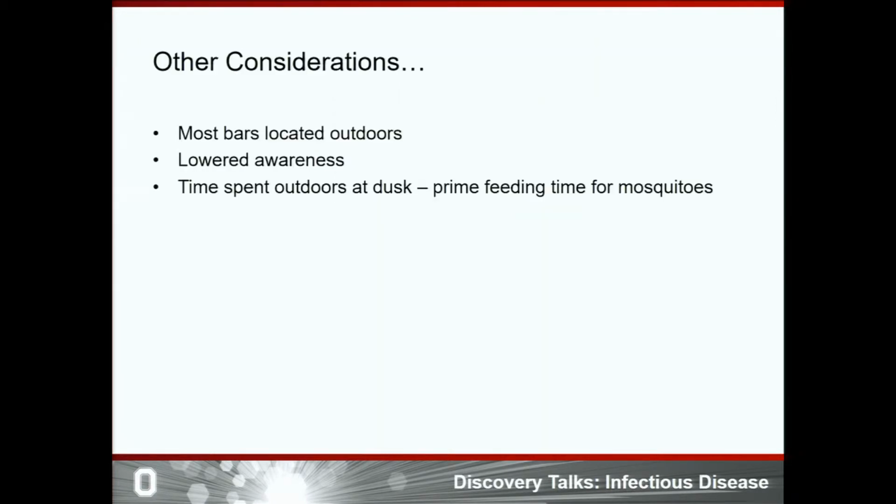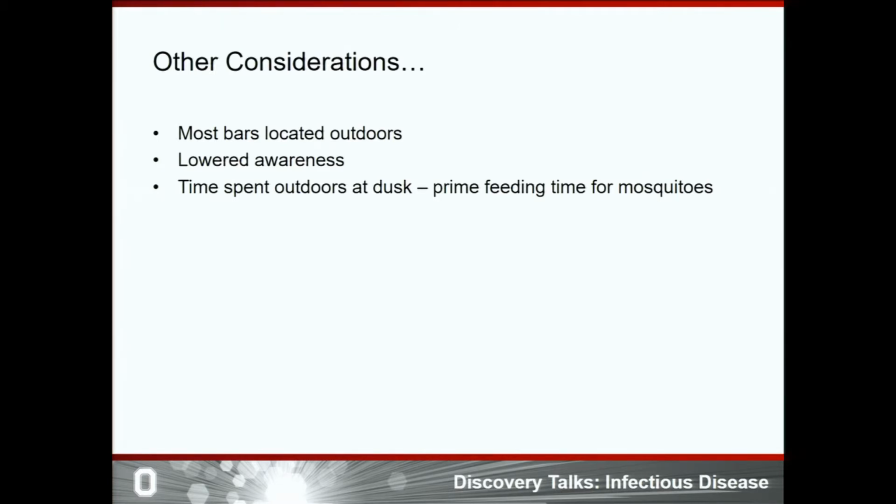Most bars are located outdoors in sub-Saharan Africa, which doesn't provide protection from the outside and from mosquitoes. When you are drinking, you have a lowered awareness that mosquitoes may land on you, and if they do land on you, you're not going to be able to swat them away, or you may not even notice that they're there. And just like in the United States, people like to enjoy drinking at night or at dusk, which is the prime feeding time for mosquitoes who carry malaria.